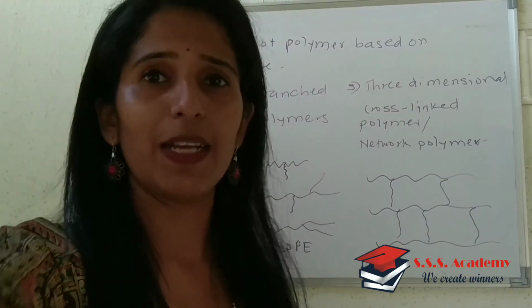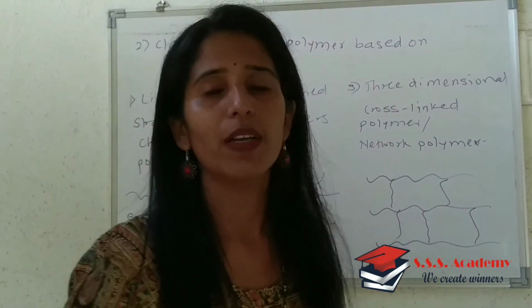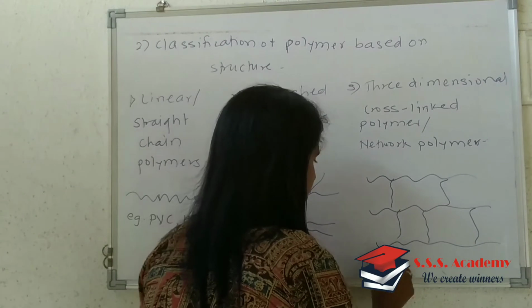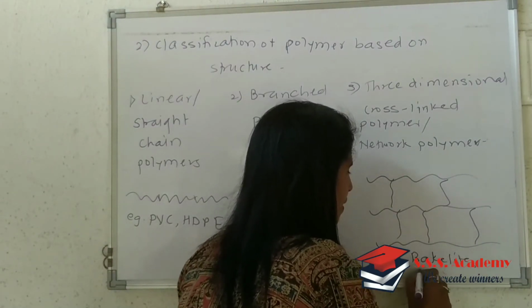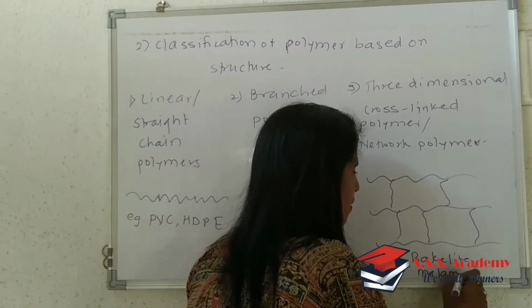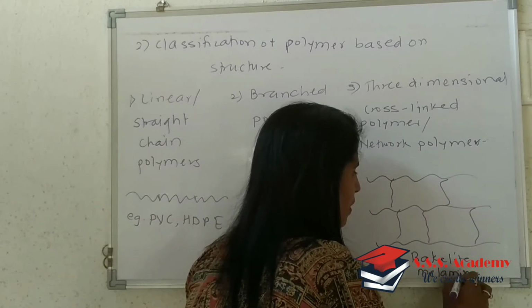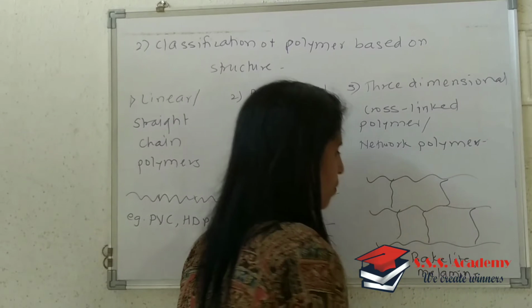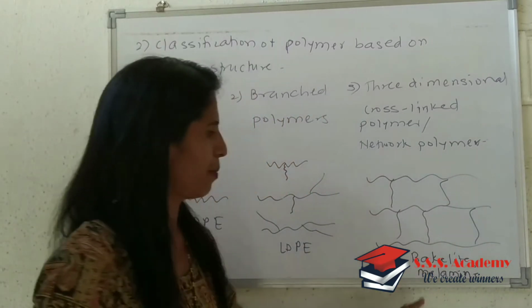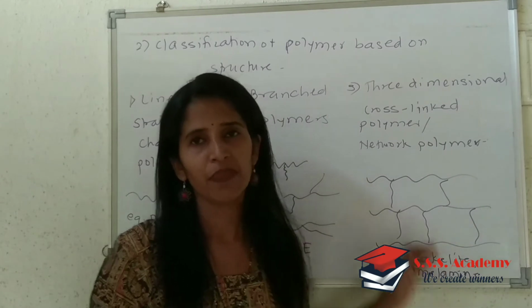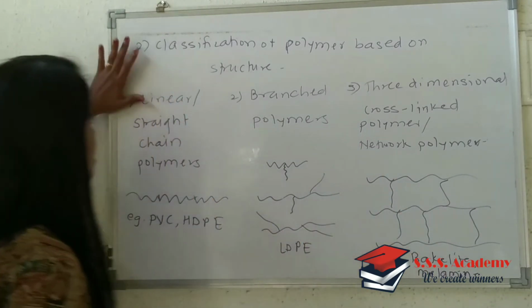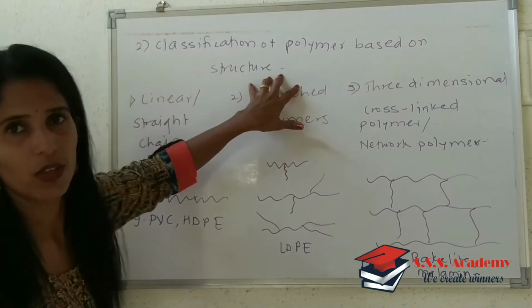So the best examples for that network polymer are bakelite and melamine. Okay, we are going to see both these polymers in somewhat detail. Bakelite and melamine. Okay, bakelite and melamine. So this is something about the second basis for classification, that is on the basis of structure.